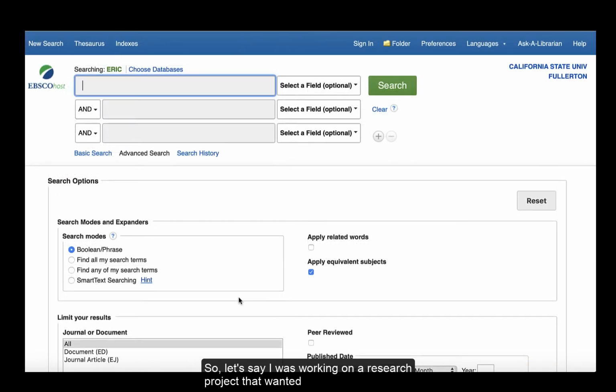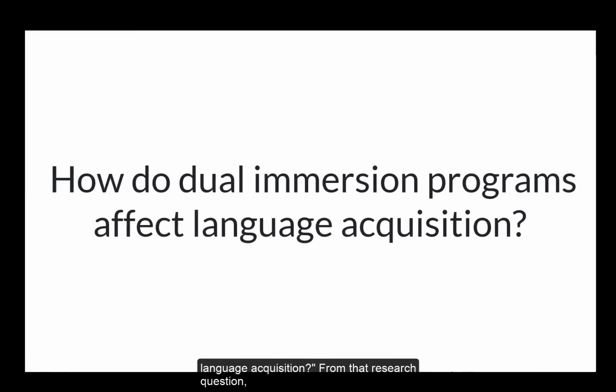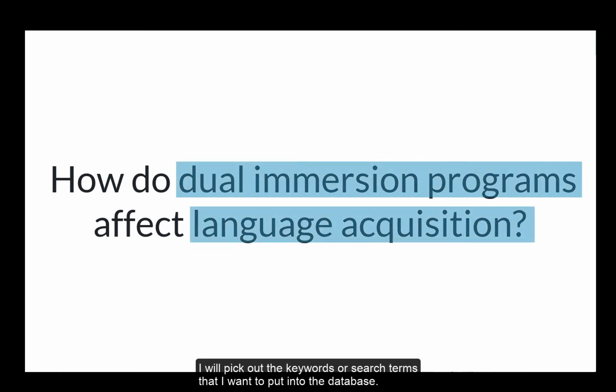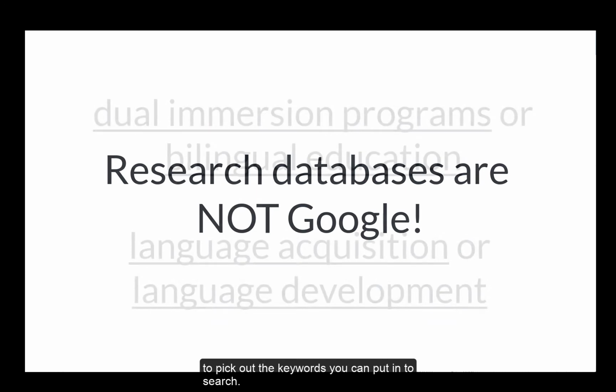So let's say I was working on a research project that wanted to answer the question, how do dual immersion programs affect language acquisition? From that research question, I will pick out the keywords or search terms that I want to put into the database. Research databases are not like Google. You can't put in a question because it will confuse the database. So you need to pick out the keywords you can put into search.